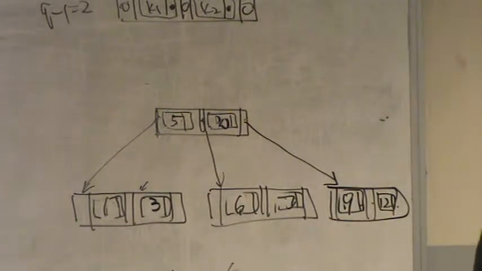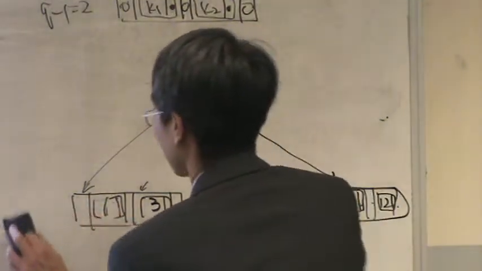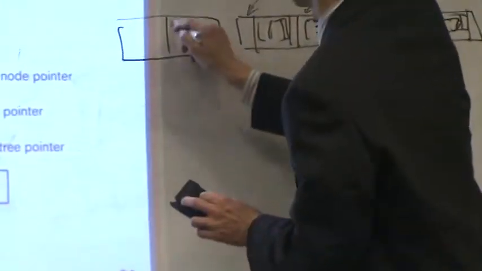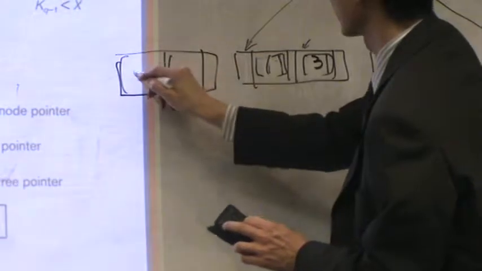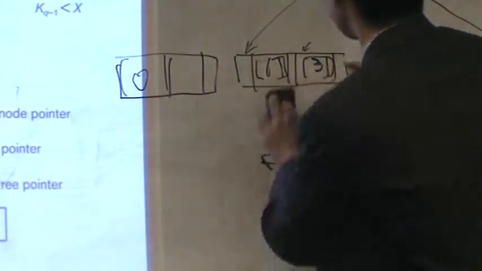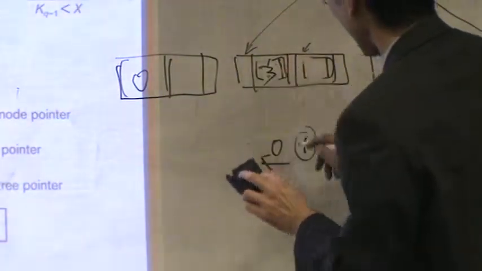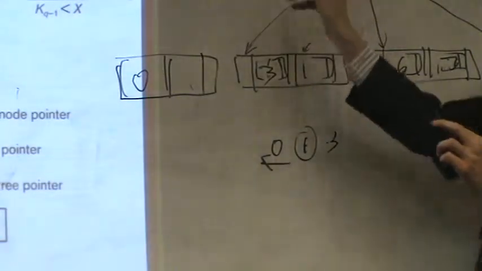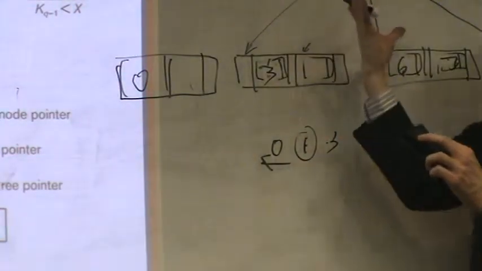Which one is the middle value? 1. So we need to split into 2. Left hand side, 0. Right hand side, 3. 1 should be promoted. So 1. Do we have space?